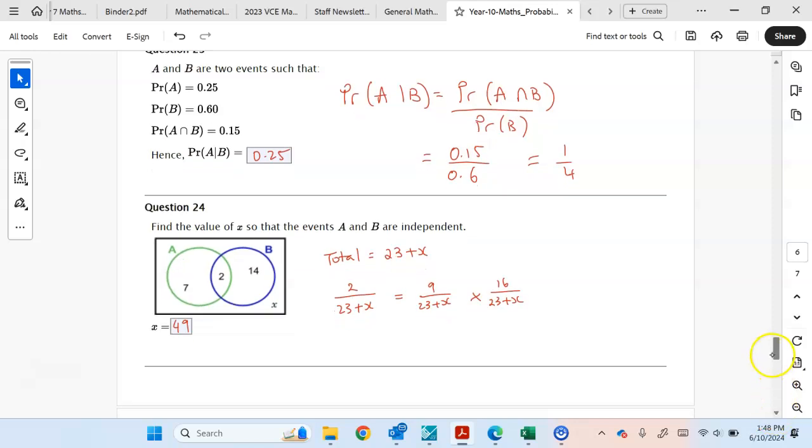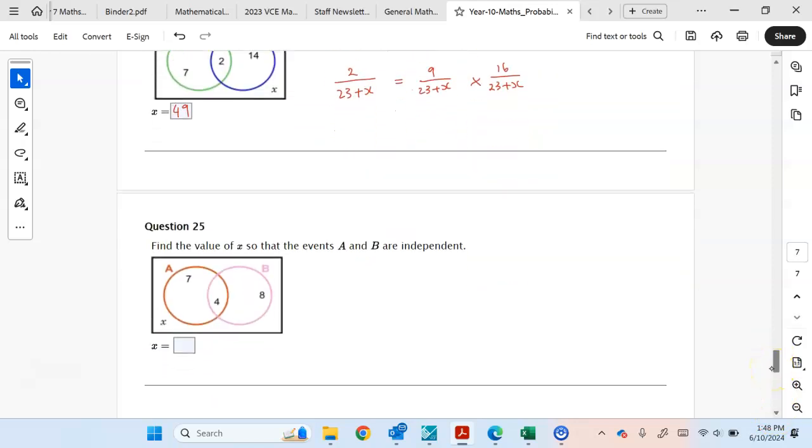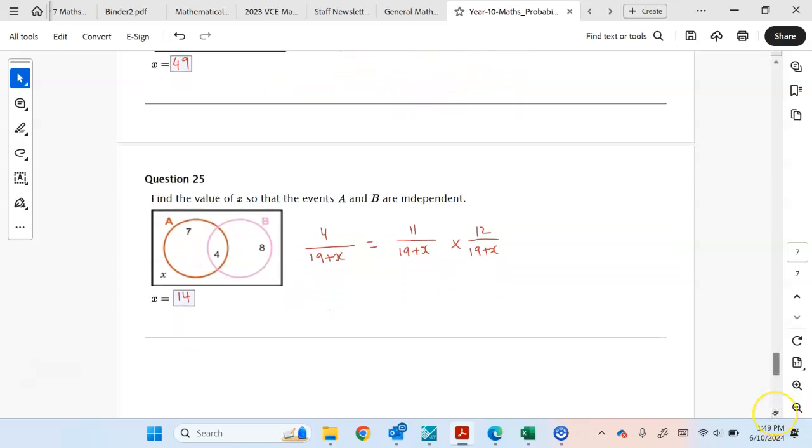All right, and last question. Find the value of x so that the events A and B are independent. We're going to do the same thing. So in total, what do we got? 12, 19. 19 plus x, so 11 over 19 plus x times 12 over 19 plus x. Just using solve on the calculator, and I get 14. I think that was the last question.